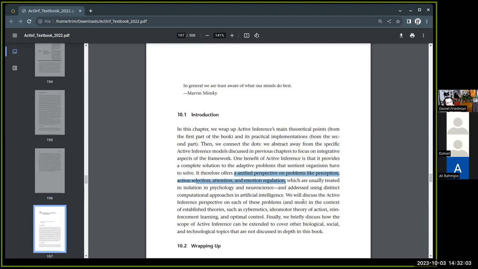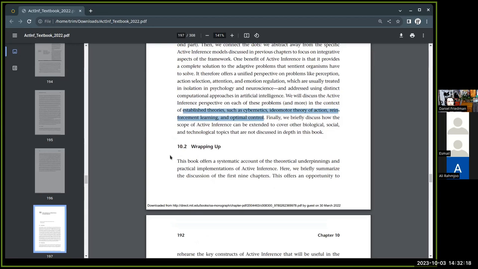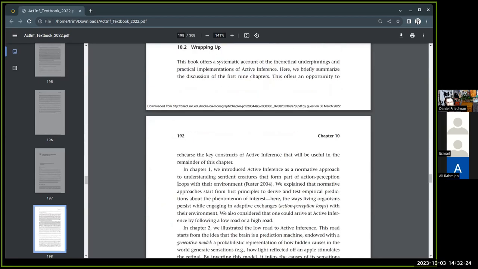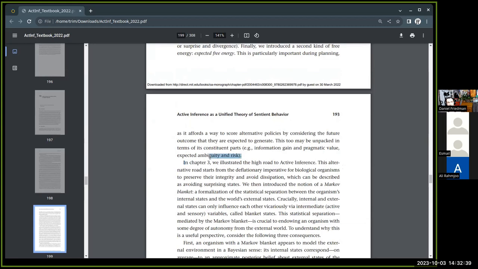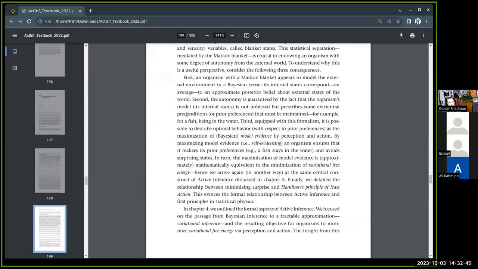And on the more historical or philosophical side, how established theories like cybernetics, ideomotor theory of action, reinforcement learning, and optimal control can also be understood within the integrative stance that active inference provides. Section 10.2, wrapping up, is like a speed run on the book itself. They summarize Chapter 1, Active Inference as a Normative Approach, a chapter with a lot of similarities to Chapter 10. Chapter 2, The Low Road to Active Inference: Bayesian Statistics. Chapter 3, The High Road to Active Inference: The Free Energy Principle and the Imperative to Exist.